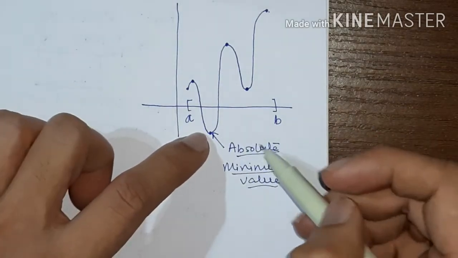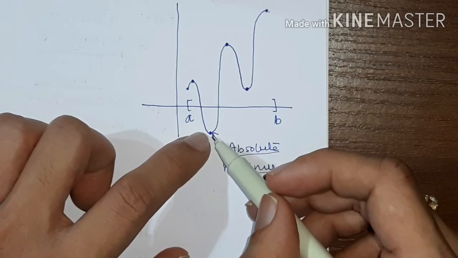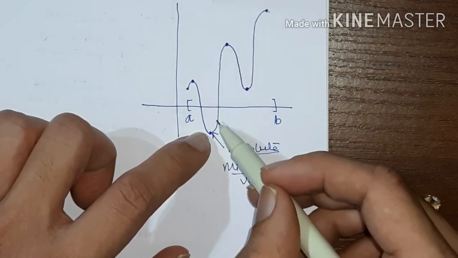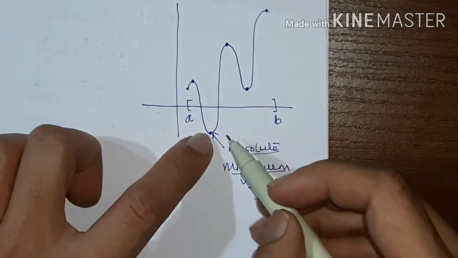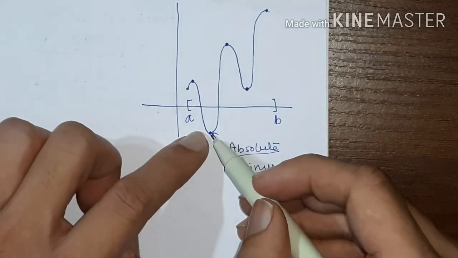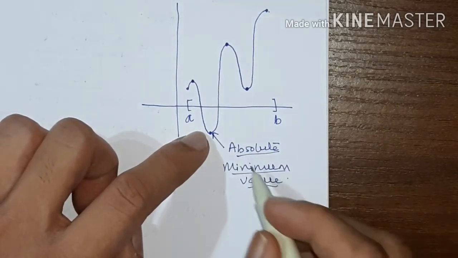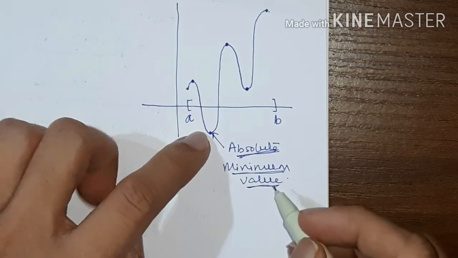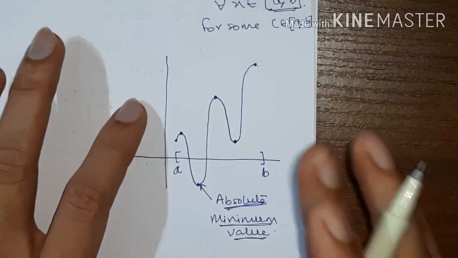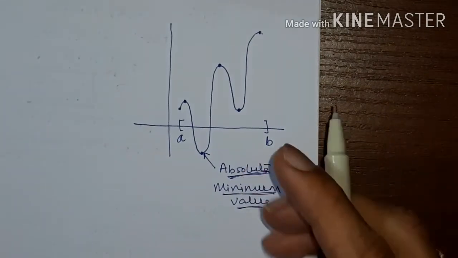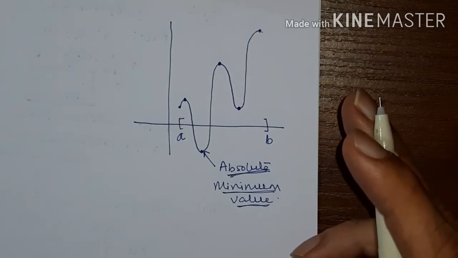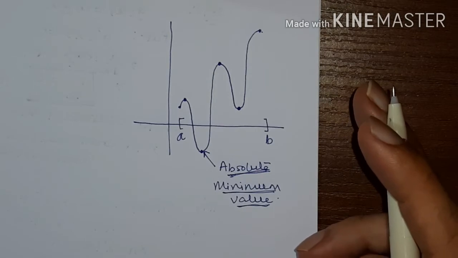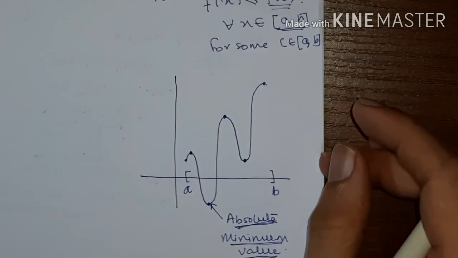Have you understood? This is the local minimum value, because the graph is turning here; it was decreasing, then from this point it increases. So this is the critical point and the local minimum value, but still that value is the absolute minimum value. So this also can happen: a local maximum value or local minimum value can be the absolute maximum value or absolute minimum value respectively. Have you understood?